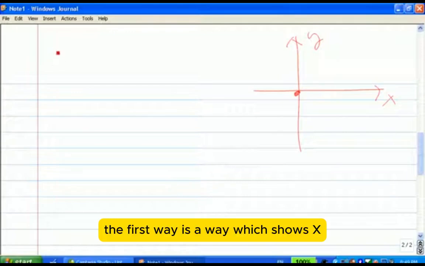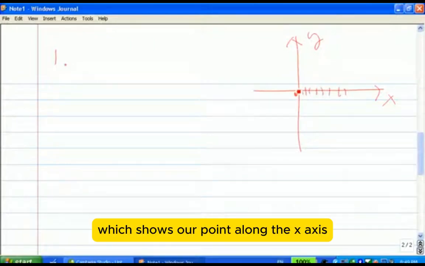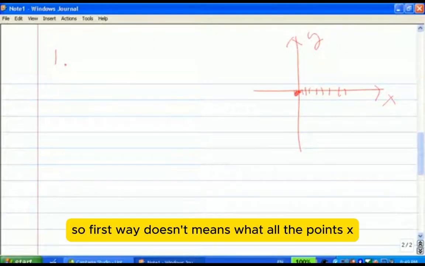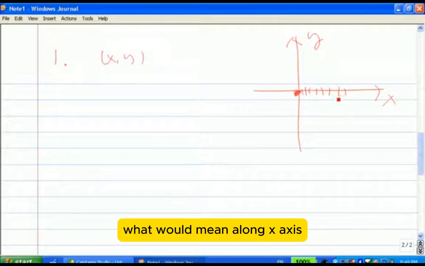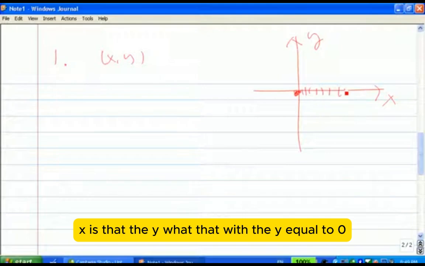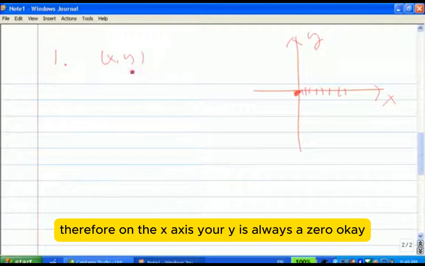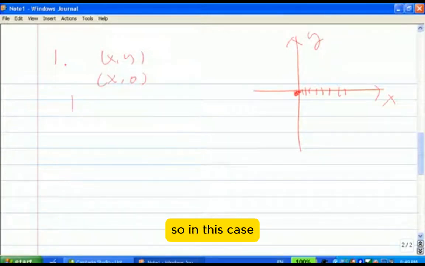The first way is we choose our point along the x-axis. So first way, that means what? All the points xy go to the origin along the x-axis. What do we mean along the x-axis? Every point on the x-axis has its y equal to 0. Therefore, on the x-axis, your y is always 0.